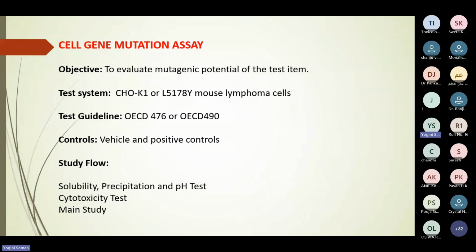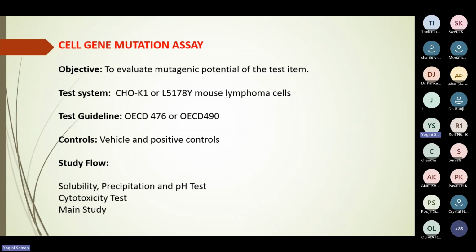After seeding on day 12 or day 14, you should count the colonies and compare those colonies with the vehicle control colonies, and then calculate the cytotoxicity. If the relative survival is within 10 to 20%, then you can select that concentration for the main study.